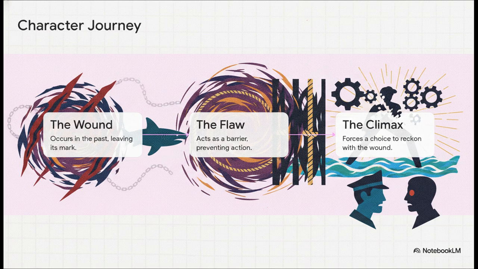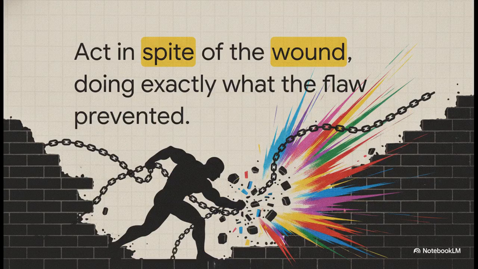Because the flaw arises directly from the wound, overcoming that flaw means the character must finally reckon with the wound itself. Like, the protagonist of Jaws simply cannot kill the shark without getting into the water. Virgil Tibbs cannot solve his case or become who he needs to be without confronting a prejudice he has every historical reason to hold.